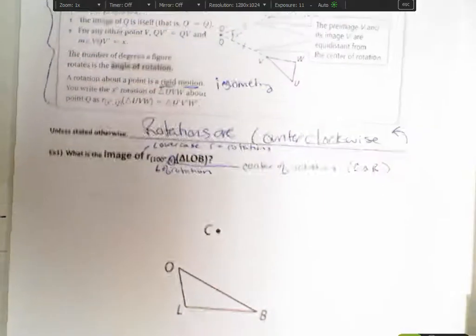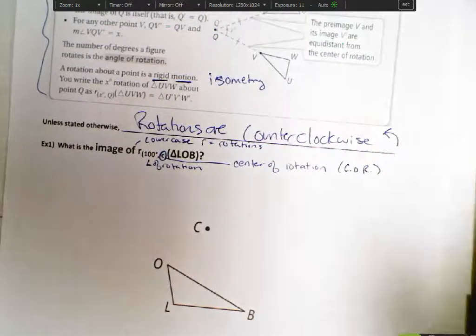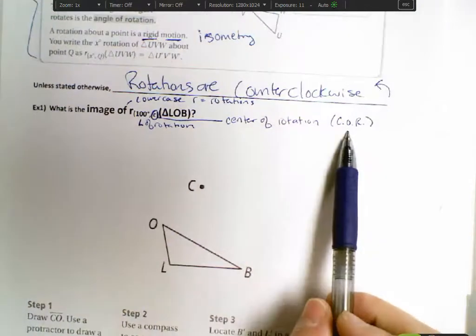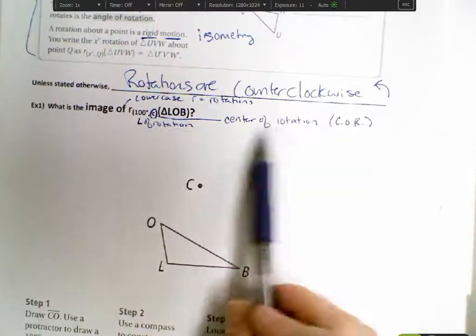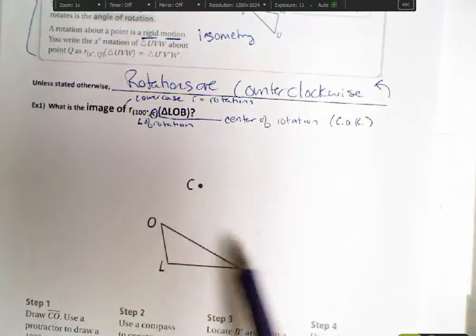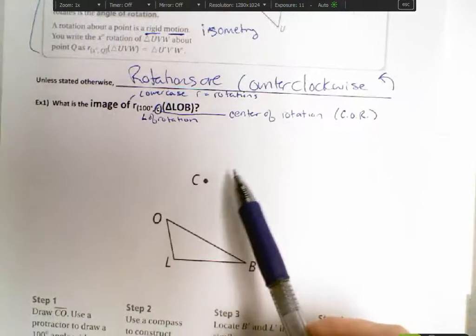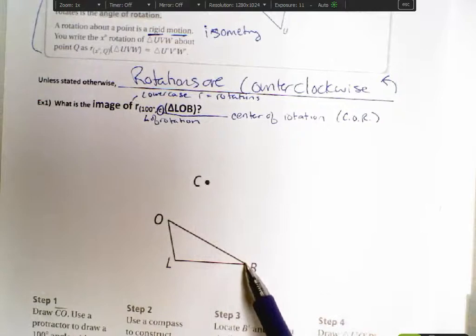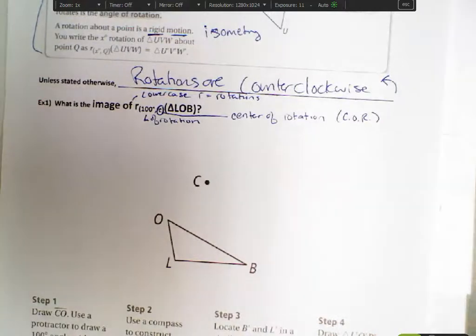So just like yesterday's line of reflection stayed put and we flipped stuff over that line of reflection, today we're going to look at rotations. This is my fixed point. And this point does not change. Everything spins around it. Sometimes your center of rotation is outside the triangle, and sometimes it'll be a point on the triangle. So let's take a look.